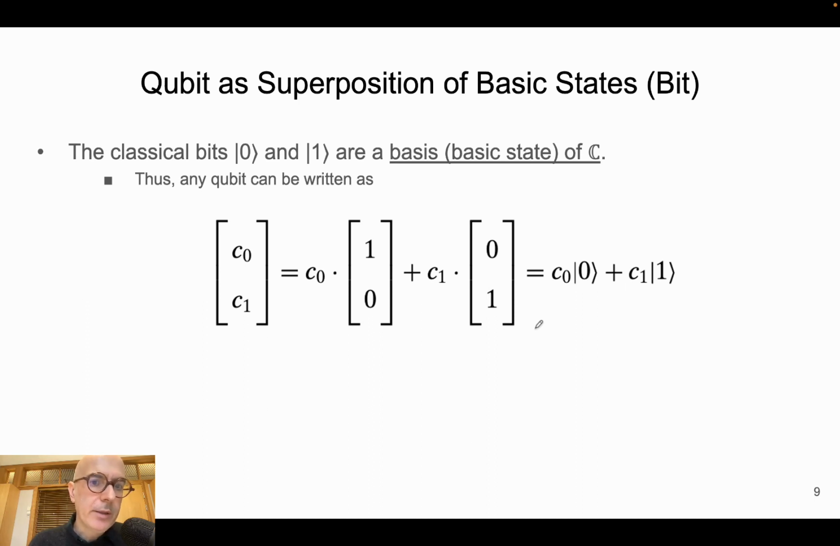Any qubit can be written as a superposition of the state 0, that is this column vector here, and the state 1. This is also called the basis state, or the basis. And then, as we saw in the previous lecture about the quantum state, we use C0 and C1 to characterize the probability of measuring our qubit either in state 0 or in state 1.